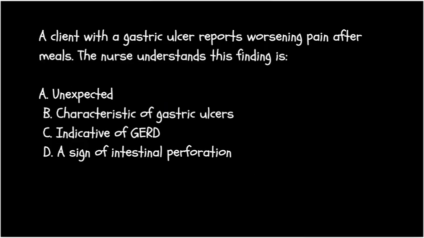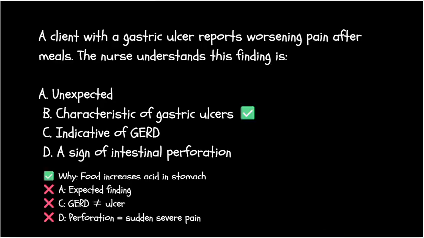Now we have a client with a gastric ulcer who reports worsening pain after meals. The nurse understands this finding is, what do you think? Yes, characteristic of gastric ulcer. We talked about it before in one of the other questions. If you eat, your stomach starts producing acid, right, to be able to digest that. So food increases the acid in the stomach, and then you're gonna have a lot of ulcers, a lot of gastritis.